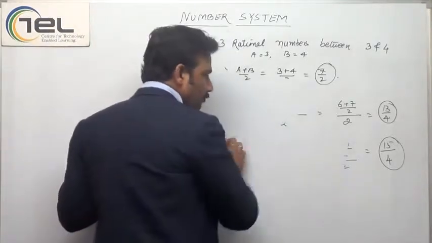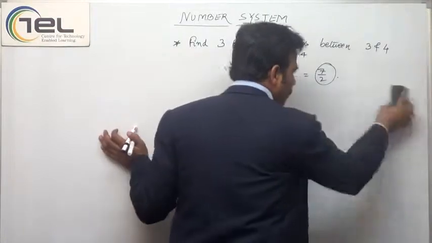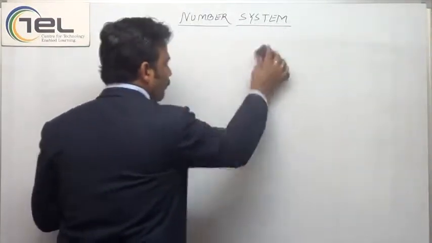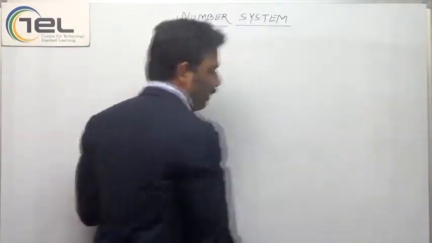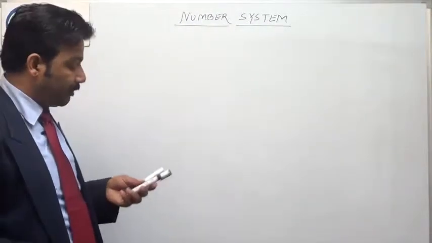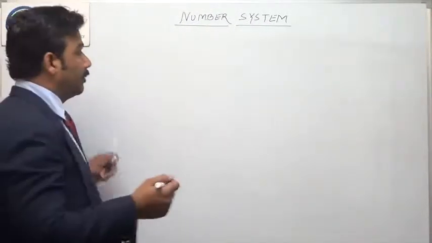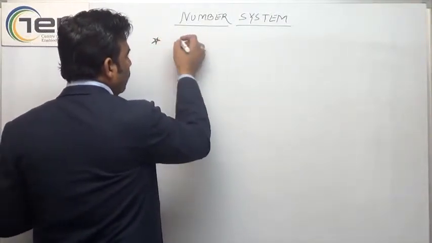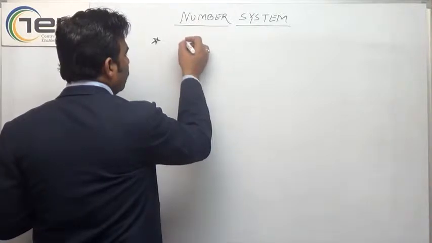Now I can also find 5 numbers, 7 numbers, however many numbers we want. Another way is making the denominators equal.